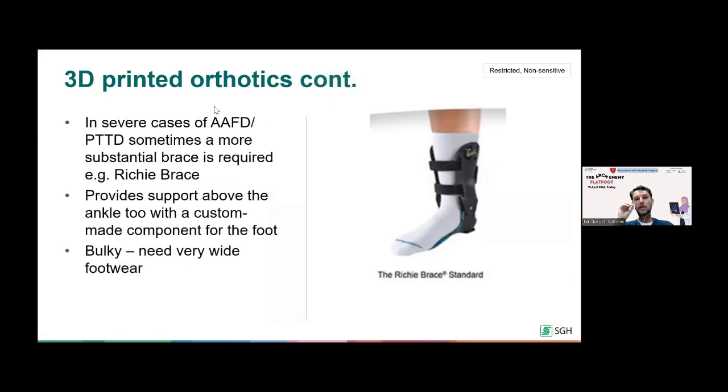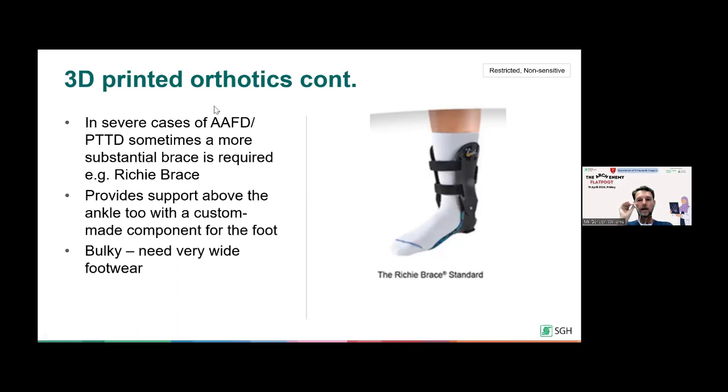Right, now sometimes in our severe cases, we're talking kind of stage 3, stage 4, sometimes a more substantial brace is required, and this is what we call a Ritchie brace. Now this is going to provide support above the ankle with a custom-made component for the foot. It's got some Velcro straps that you can draw in, and it makes it nice and snug. It pulls those stirrups against the actual lower leg.